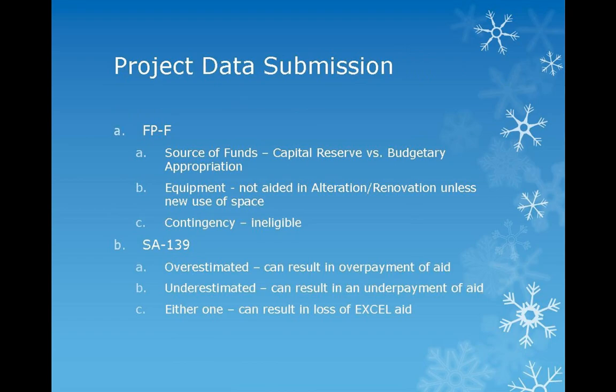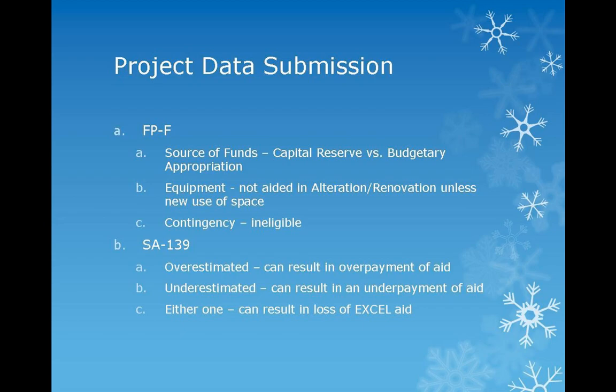Even if the district is going to use capital reserve monies on a project, they are really budgetary appropriations. If the architect or the district puts on that FPF that you're using capital reserve, that is going to get looked at by facilities planning as not aided. If you look at the accounting mechanisms with the capital reserve, it is held in the general fund. It needs to be appropriated from the general fund over to the capital fund, so that really makes it truly a budgetary appropriation. So don't have any monies under capital reserve as a source of funds on the FPF.